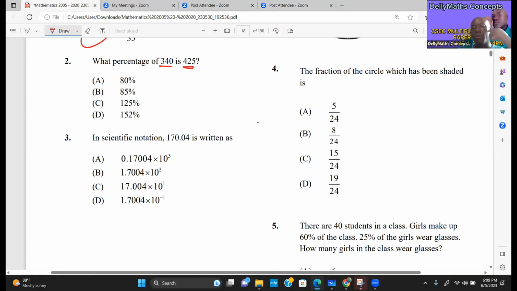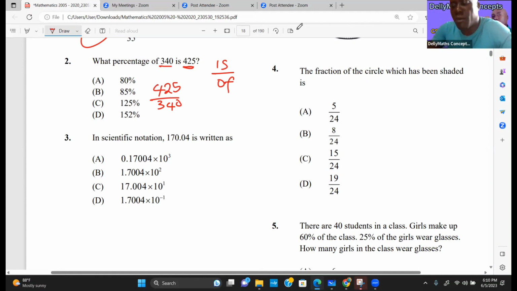Remember I said to you, whenever you're working out these things and they're giving you the idea, it's not about the bigger one goes at the bottom. It's about what they say. "Is" goes on top, it is the numerator. "Of" is your denominator. What percentage of 340 is 425? That's what you need to work out. We have various ways to work these out, but you can use what we call your elimination method, right? Eliminating what cannot be.